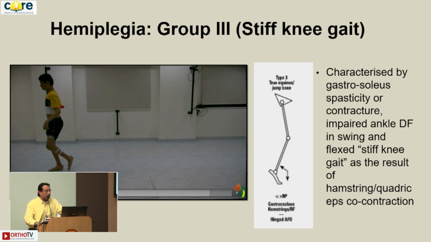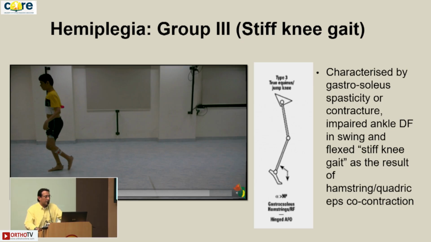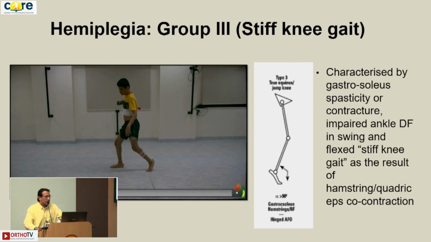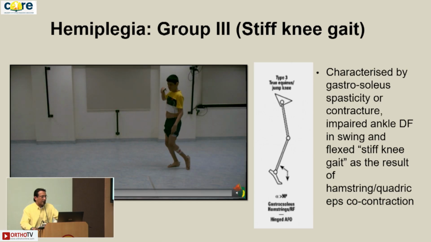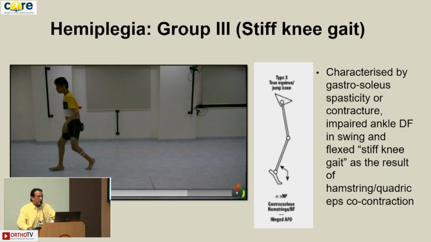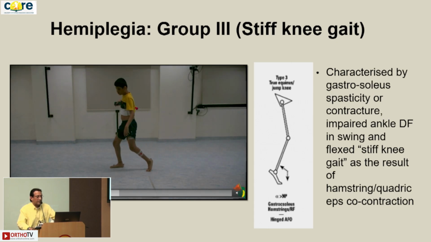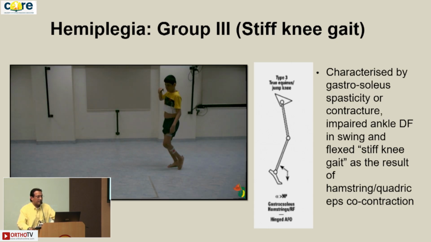So this child has got a type 3, which is a stiff knee gait, where there is gastrosoleus tightness with impaired dorsiflexion. And you can see when he walks, he walks with a very stiff knee gait with a tight calf muscle. So there is co-contraction of the hamstring as well as the quadriceps muscles, which is causing this kind of stiff knee pattern.